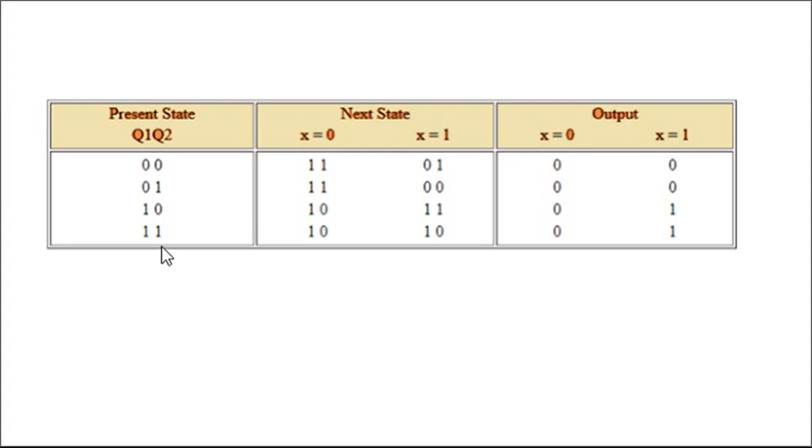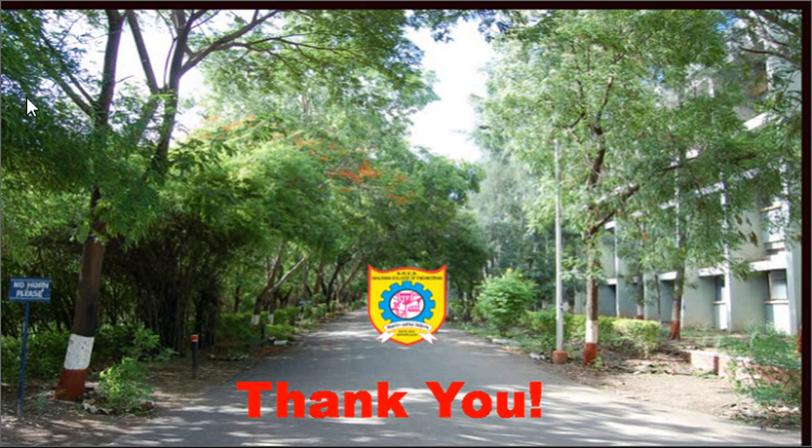We'll take another example, 1 1. Present state is 1 1. Input is 0. Next state is 1 0. And at that time output is 0. Again present state is 1 1. Input is 1. At that time next state is 1 0 and output is 1. Right? In this way we can read the state table. It contains the present state, next state, input as well as the output. Okay, hope guys we understood this representation. Thank you.